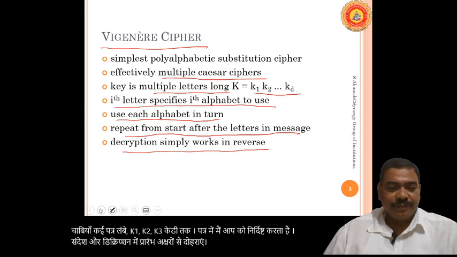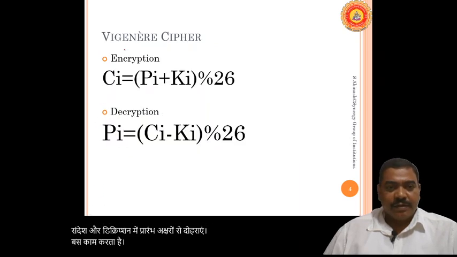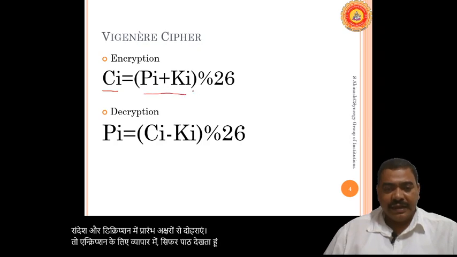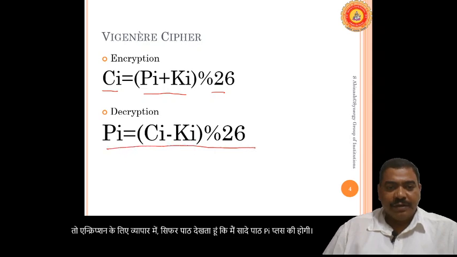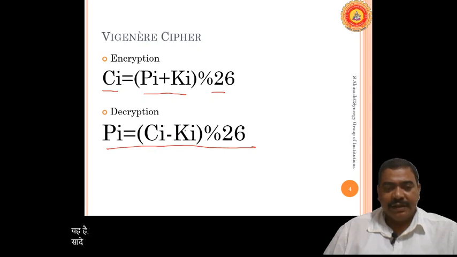Let's see. In the Vigenere cipher, for encryption, the ciphertext Ci will be the plaintext Pi plus Ki, the key letter, mod 26. And the decryption process will be Pi, the plaintext, is equal to the ciphertext character minus the key, mod 26.